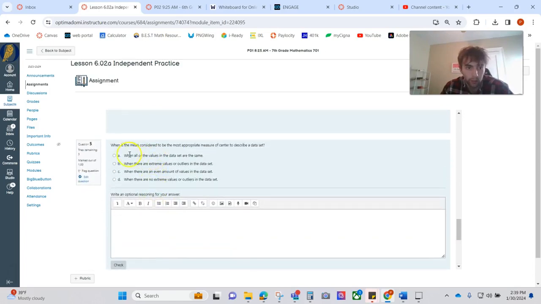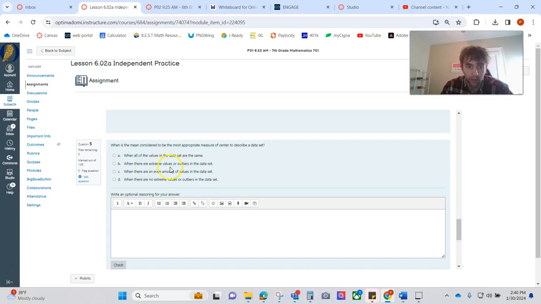All right, question 5, multiple choice. When is the mean considered to be the most appropriate measure of center to describe a data set? When is mean the most appropriate? When is finding the average good? When all the values in the data are the same? No. So if everyone was 6 feet tall, what's the average? No, that sounds so silly.